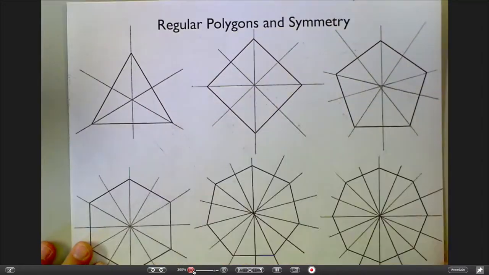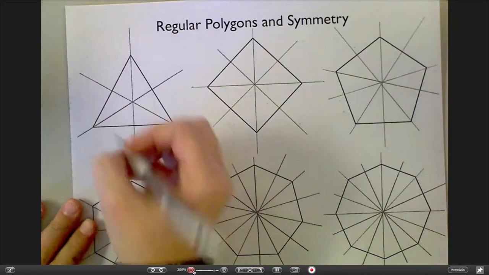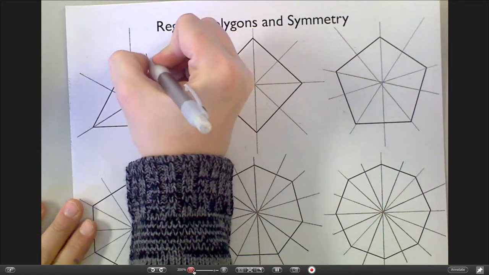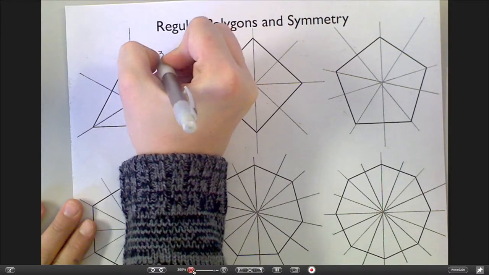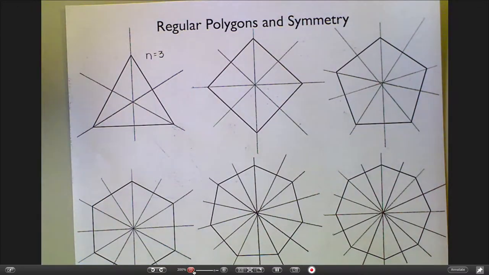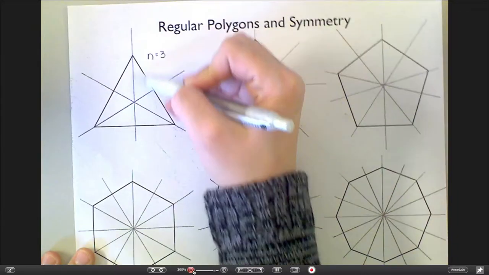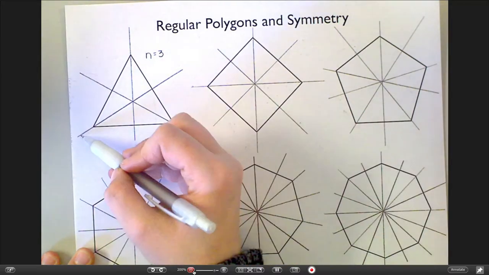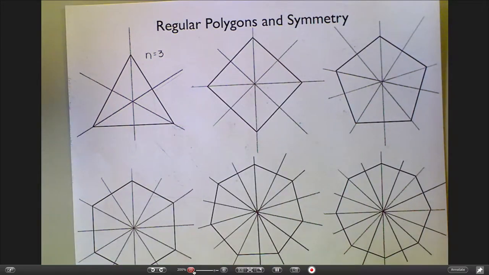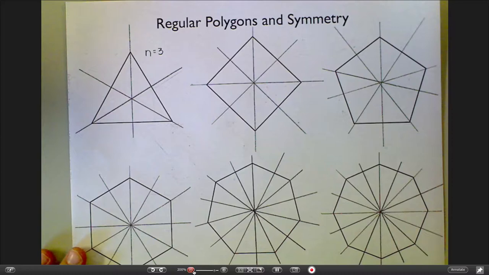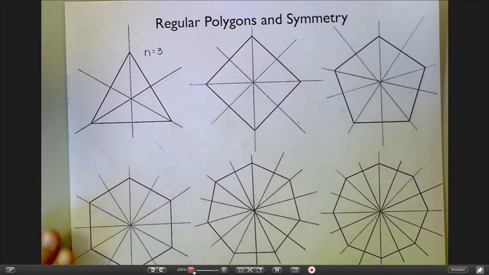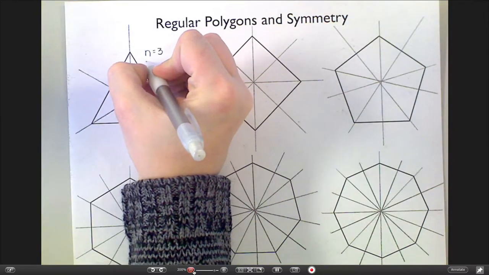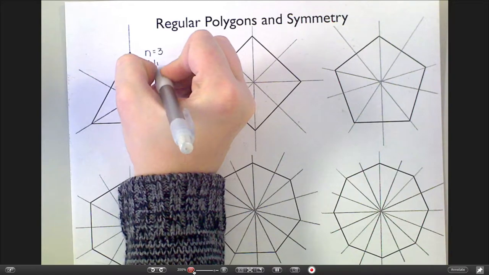How many sides does this first one have? 3. Yep. So in this one I would say n is equal to 3, because we use n for the number of sides. How many lines of symmetry does it have? 3, right? Here's 1, 2, 3. That one is equilateral, by the way. All of these are regular, which means all of them are equilateral. So when n equals 3, you have 3 lines of symmetry.